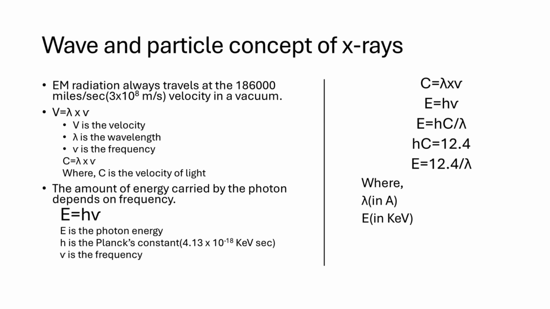Here Planck's constant is the constant of proportionality. By considering both the wave concept and the particle concept for X-rays, we can conclude that photon energy is inversely proportional to its wavelength, which is always expressed in angstrom unit, Å.